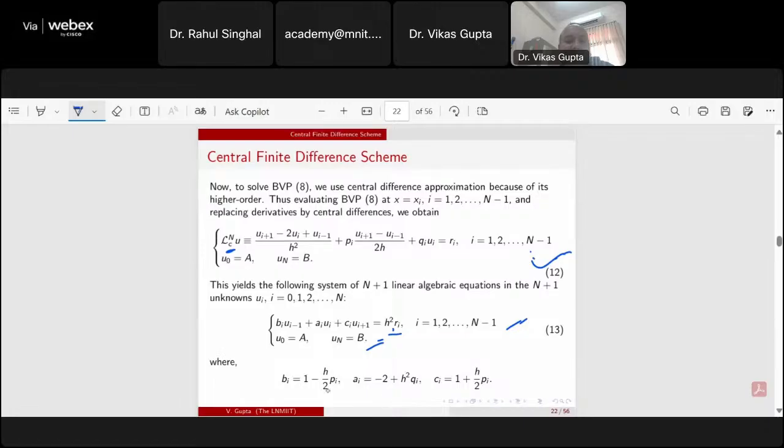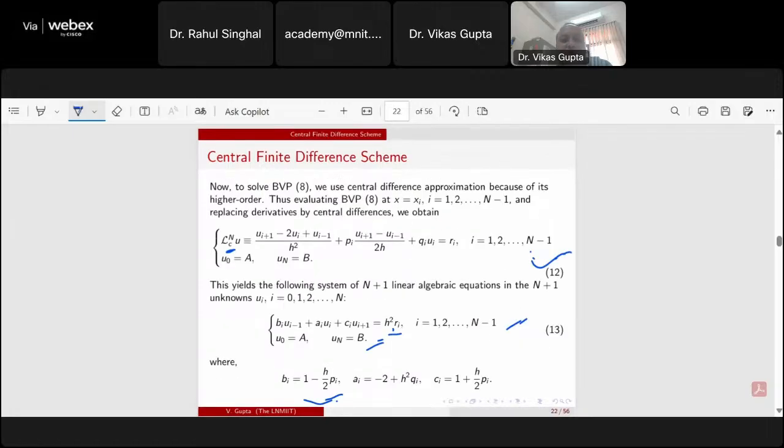And for sufficiently small values of h, because the central difference approximation has a restriction on the mesh width h for stability, and that is due to this term. Later on I will discuss it in detail. So for sufficiently small h, bi is also positive.